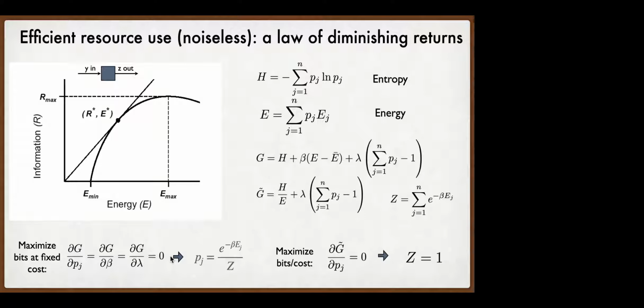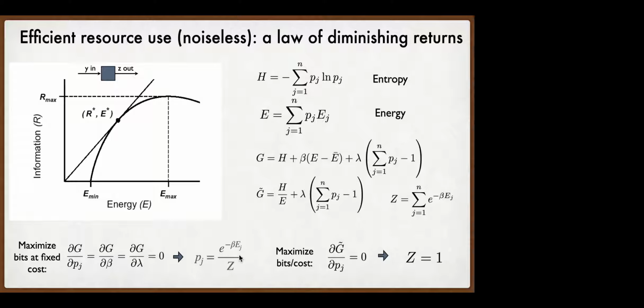That's the method of Lagrange multipliers. So you can solve this very easily. And if you work out what these equations are, you will find that it says that the distribution Pj, the distribution with which you should use the different symbols that the neuron can use, goes like e to the minus beta Ej over some normalizing constant. This is the Boltzmann distribution, right?